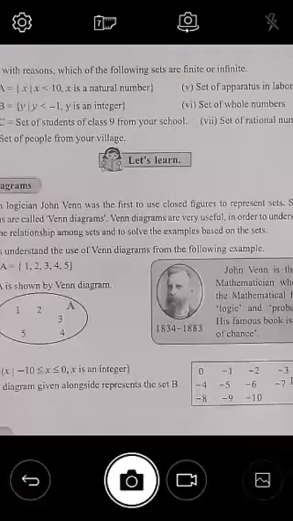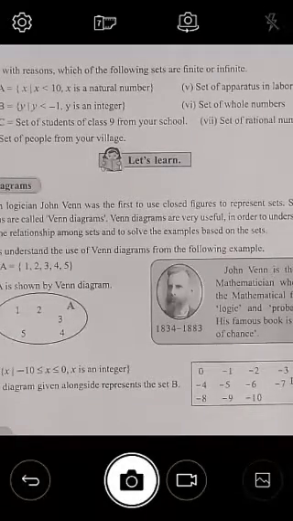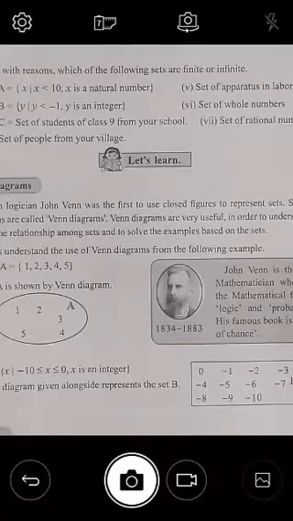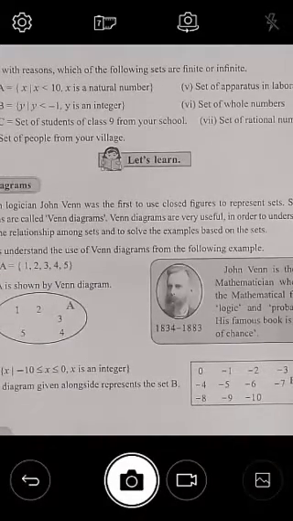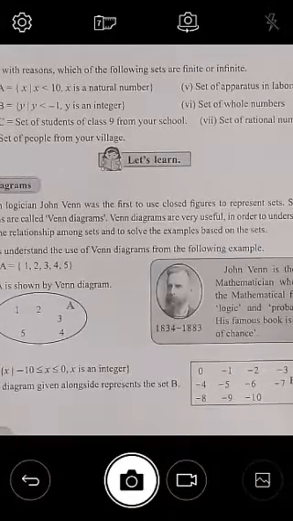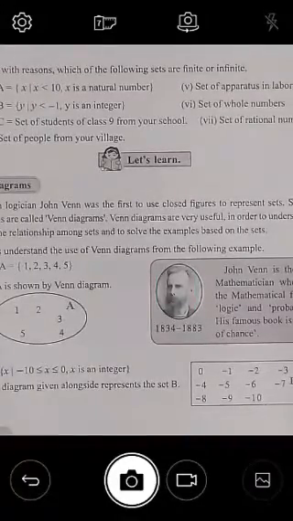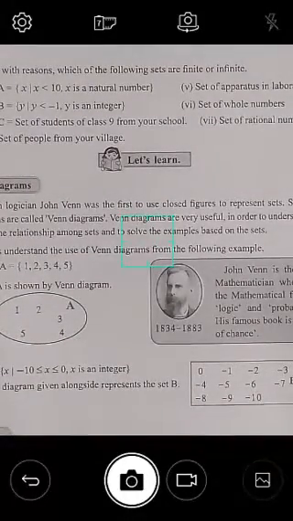Then set of students of class 9 from your school. So this is countable. So it is a finite set. Then set of people from a village. That also is countable. So it is a finite set. Then set of apparatus in a laboratory. That also we can count. So it is a finite set. And set of whole numbers, that is an infinite set. And the last one, set of rational numbers, that is also an infinite set.